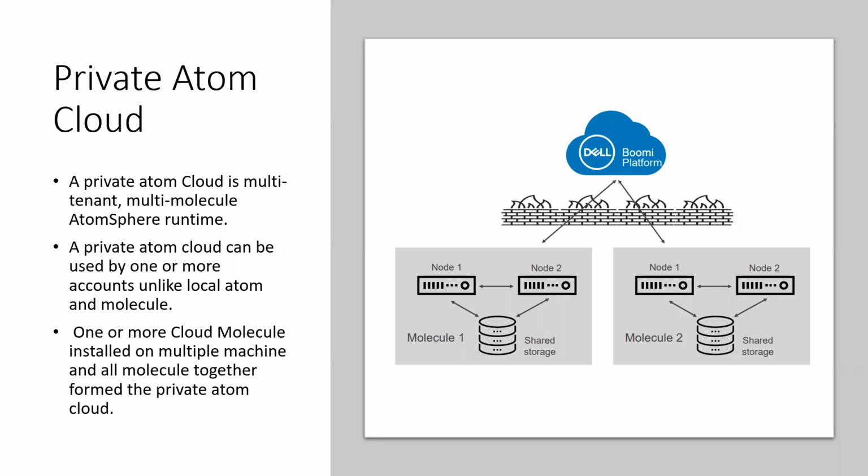Again, a private atom cloud. Generally, there might be some organizations that want to work in isolated mode. They don't want to run their workloads or processes on the public atom cloud. In such cases, you can go with a private atom cloud. The private atom cloud is a multi-tenant and multi-molecule Atomsphere runtime. So generally, multiple tenants can use the same private atom cloud.